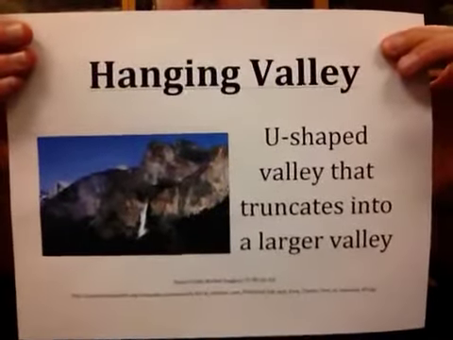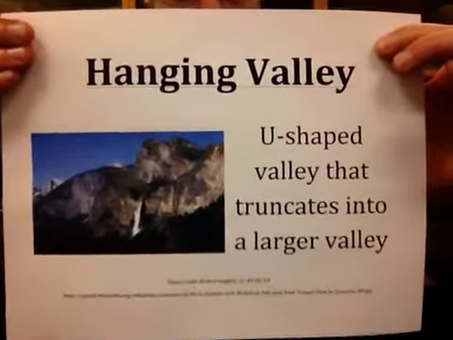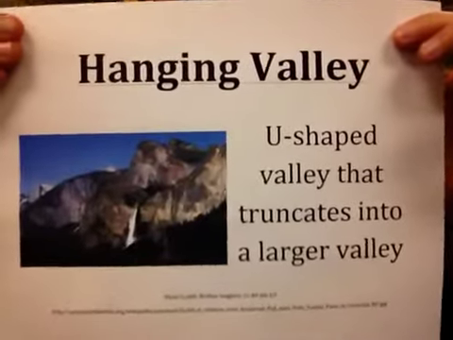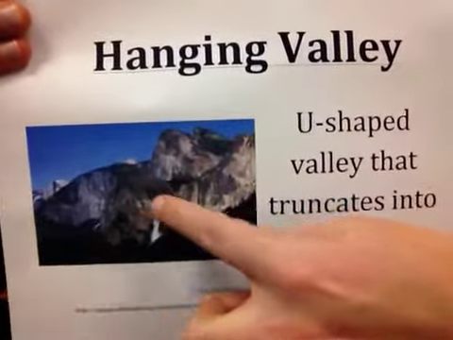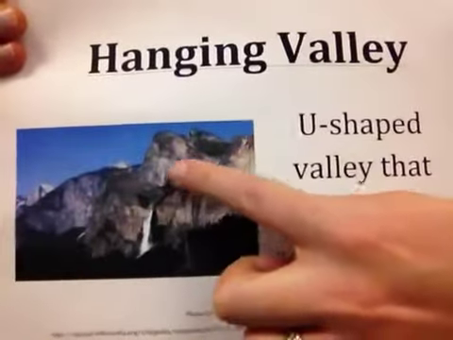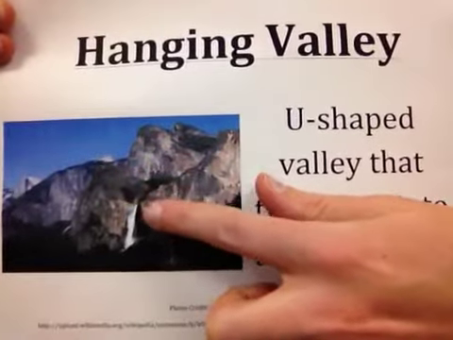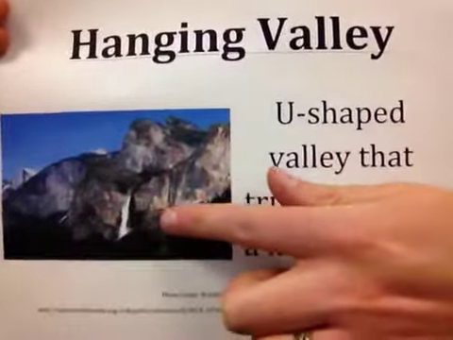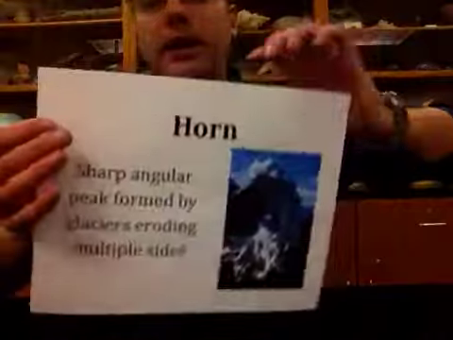The next feature we have is called a hanging valley. A hanging valley is a U-shaped valley, because glaciers form U-shaped valleys, that truncates or ends into a larger valley. So we have the valley that has the waterfall right here. This is our hanging valley. A glacier was flowing through this valley and then fed into a larger glacier that in the past was flowing through the main valley in the foreground. It's called a hanging valley because it's hanging up above the main glacial valley, the large one.